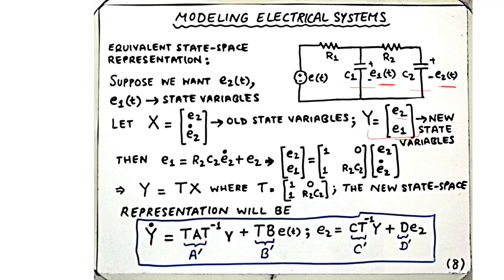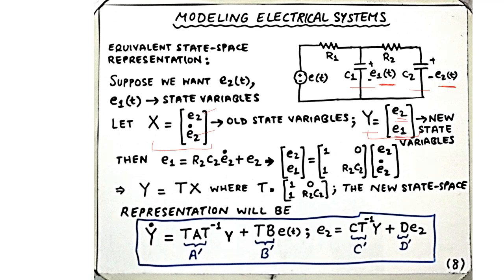So the procedure will be as follows. Let X, capital X, contain the old state space variables E2 and E2 dot, that was representing the voltage across capacitor C2 and the current to the capacitor C2 divided by its capacitance. And vector Y contains new state variables. We need to relate Y with X using some linear transformation. By that I mean the new state variables must be represented as a linear sum of old state variables.